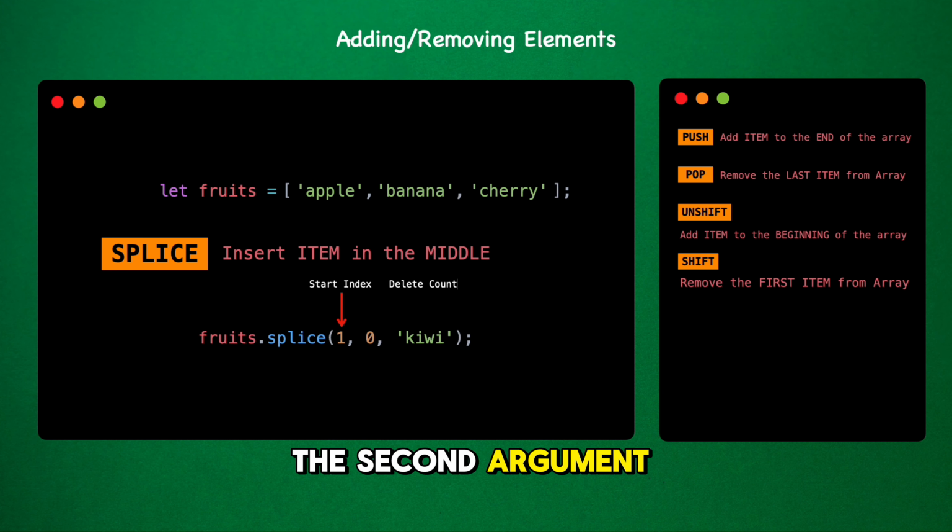The second argument is the delete count, which in this case is 0. This tells .splice how many elements to remove at the specified index. By passing 0, we're indicating that we don't want to remove any elements, just insert kiwi.